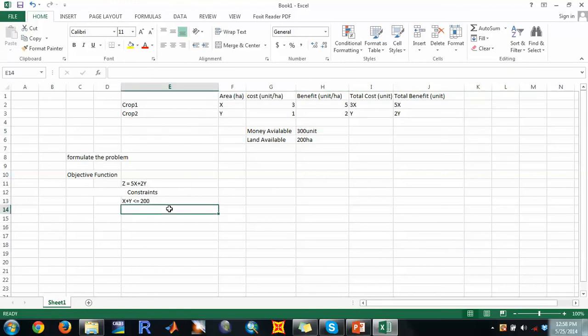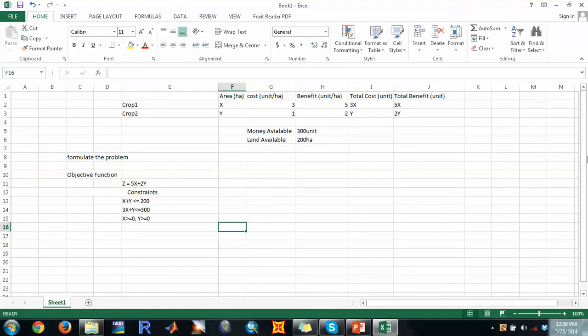So we can create that 3x, which is the cost of crop 1, plus y, the cost of crop 2, should be less than or equal to 300. This is one. And the other thing is that x and y are positive values, because the area cannot be negative, which means whatever you do, x should be greater than or equal to 0, and y should be greater than or equal to 0. So these are the conditions.